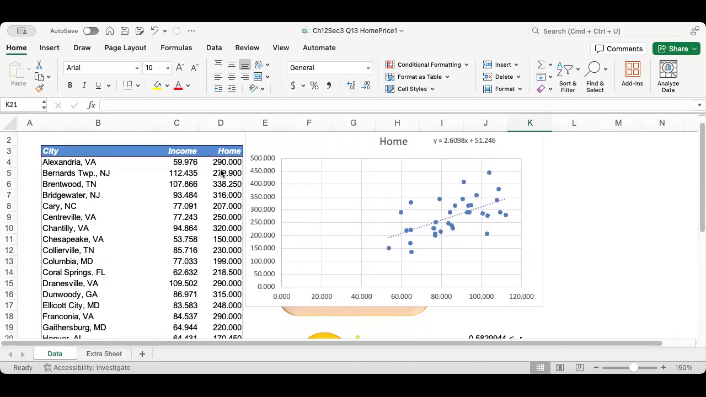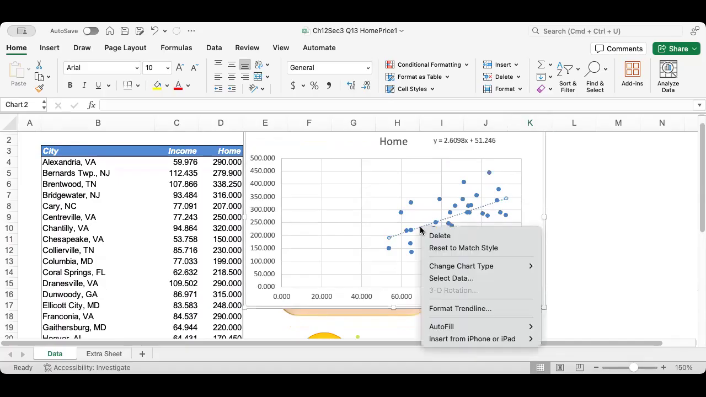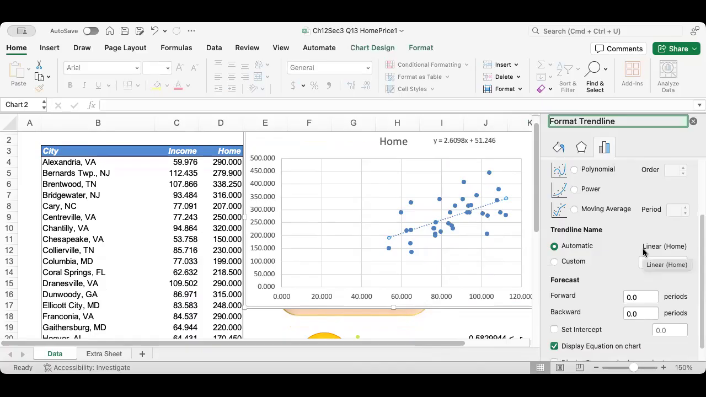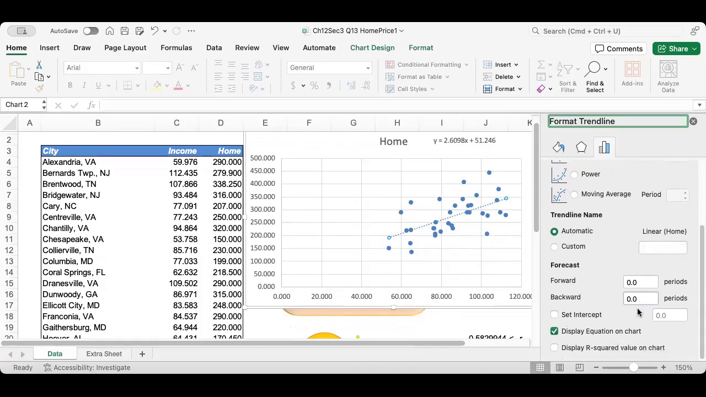Let me go back to that trend line. So I'm actually going to click directly on the trend line, go to the Format Trend Line menu again, and way down at the bottom, under display equation on chart, it says display R squared. Ooh, I'm going to click that. It goes right up there next to my Y value, my equation.